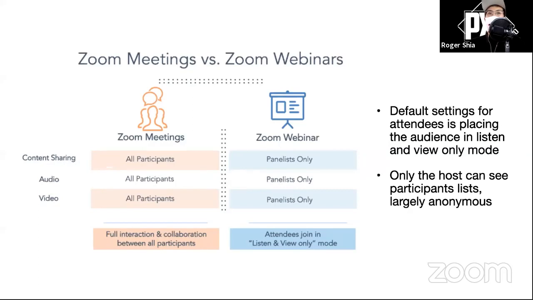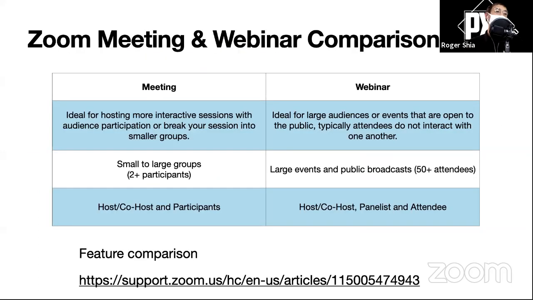It's less interactive. Why is this so? Why would there be a different need for such a meeting? A Zoom meeting is more ideal for an interactive session, as mentioned before, if you only have, say, a small to large group, about 2 to maybe 10. The roles in these Zoom meetings will be the host, the co-host, and the participants. However, a webinar is more ideal for large audiences and events that are open to the public, where typically you don't interact with one another.